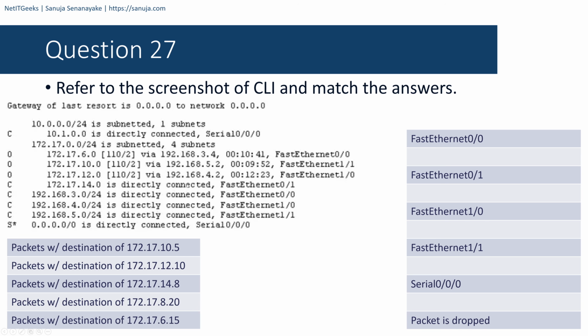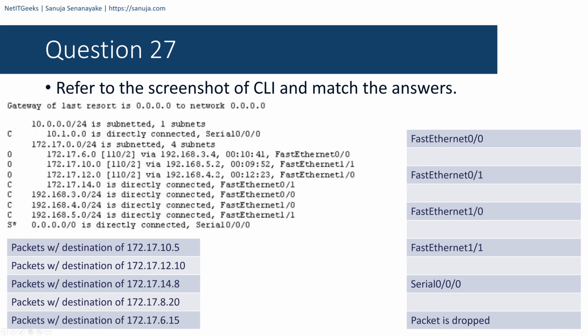I took this directly from a Cisco exam, and here's a screenshot with some information about the configuration of this particular Cisco device. The first one says packets with a destination of 172.17.10.5. What Ethernet port, or what interface, will this type of packet be sent out of? Like, where will it go?